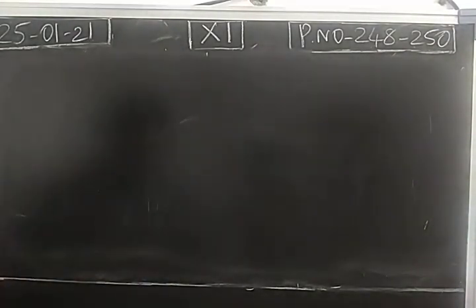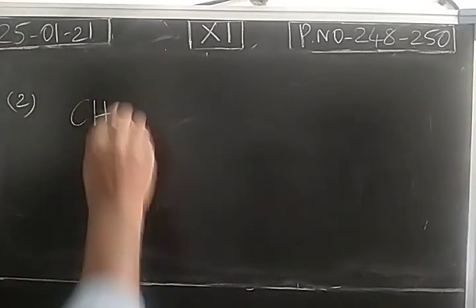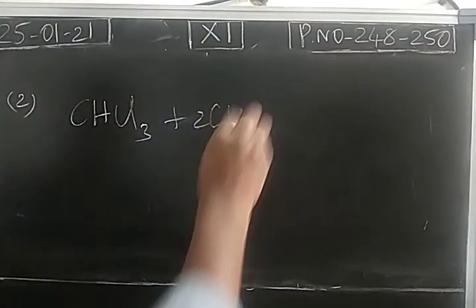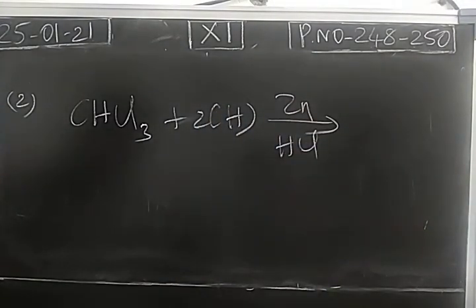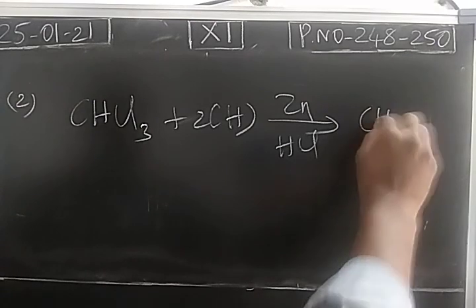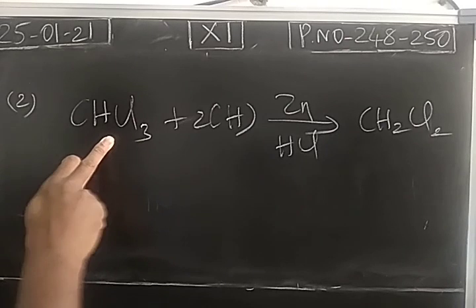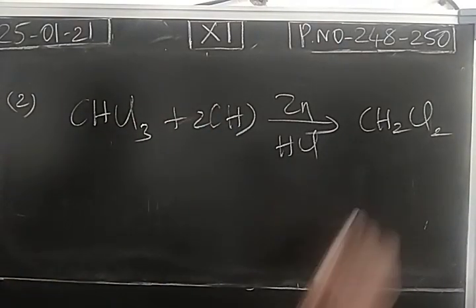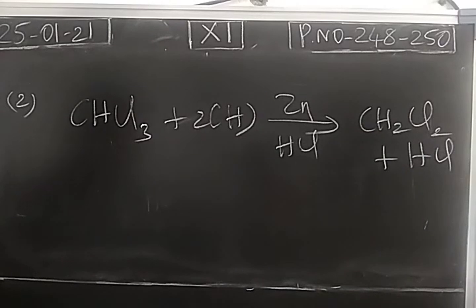Second chemical property is the reduction one. So chloroform can be reduced using zinc and hydrochloric acid. Addition of hydrogen is a reduction process. So hydrogen is added, we get methylene chloride with the liberation of hydrogen chloride.